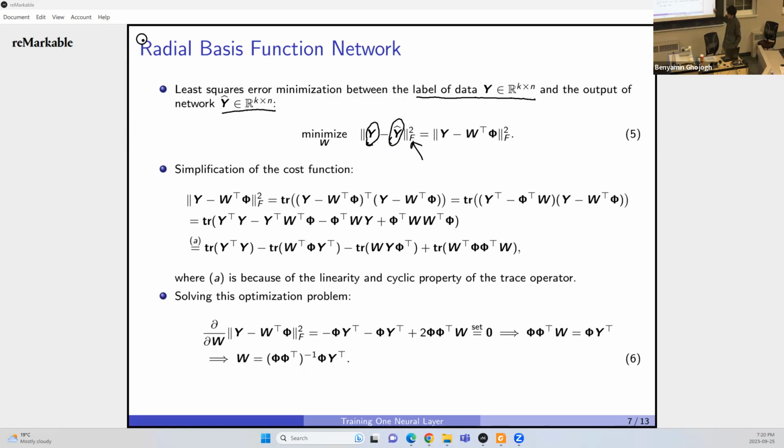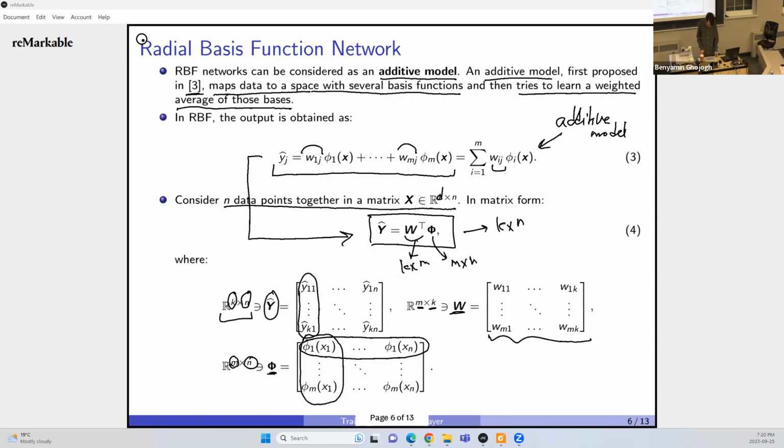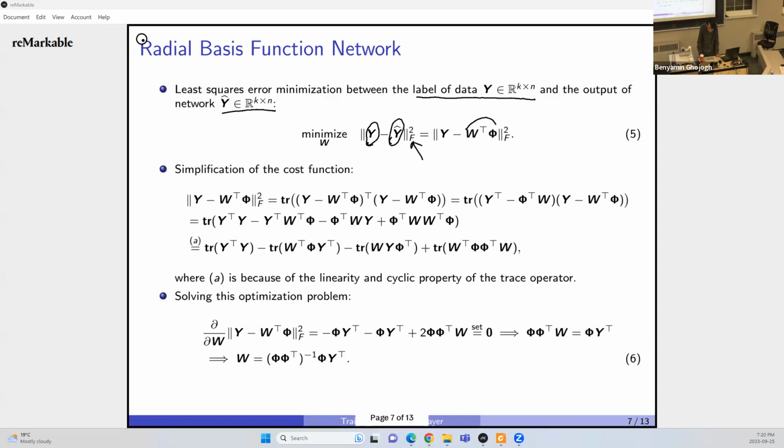Now let's replace y hat with equation 4. So y hat was W transpose phi, right? And what is my optimization variable? The matrix W, the weights of the second layer in the RBF network. Okay, so now let's simplify this cost. Why? Because I want to take the derivative and set it to 0, because this is also an unconstrained optimization problem. So, high school optimization: take the derivative, set it to 0.